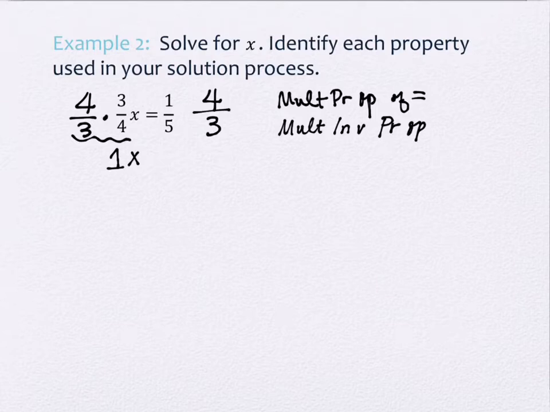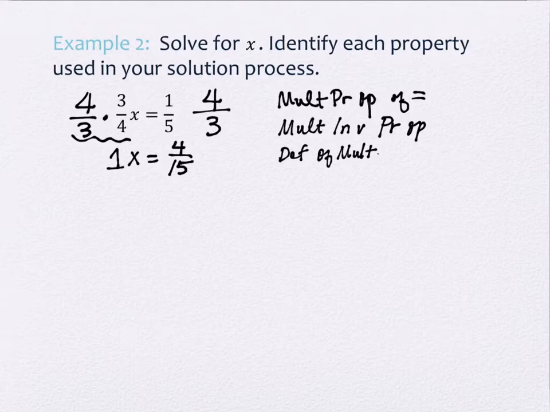That's what gave me a 1. On the right-hand side, it's just multiplication, the definition of multiplication. So 4 on top, 15 on bottom. So that was the definition of multiplication on the right.